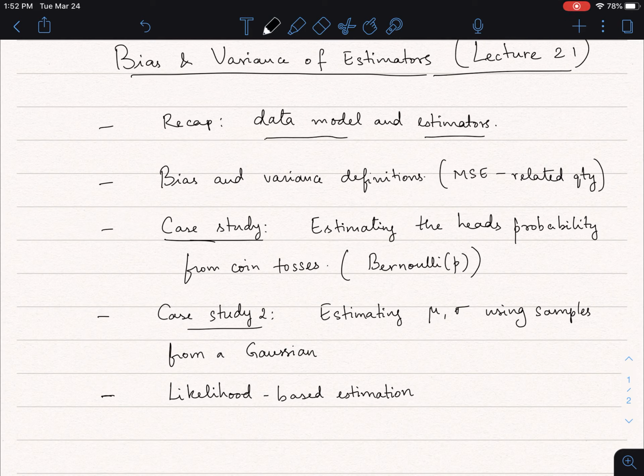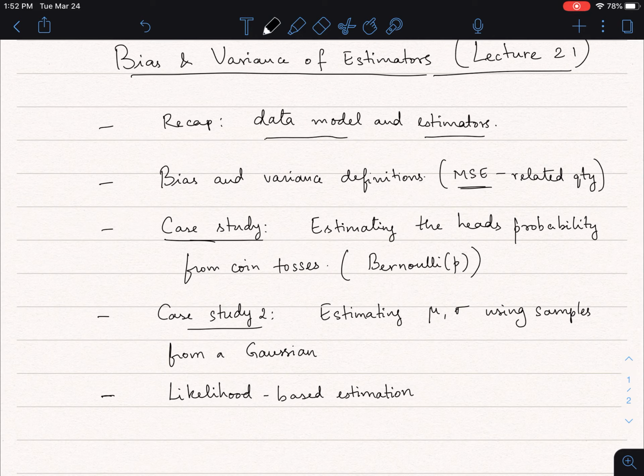of different estimators. Okay, we'll also come upon a very related term which I'll call the mean squared error, which turns out to be quite related to the variance. Okay, and then we will do a couple of case studies.